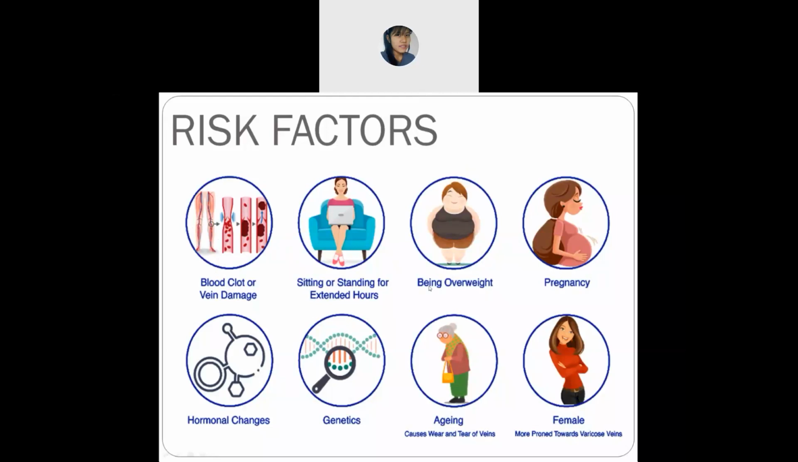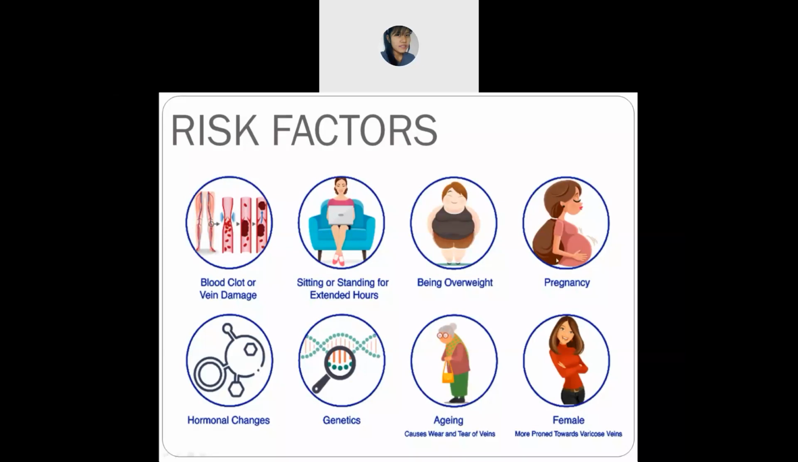Next is being overweight. Obese and overweight people are also at risk of having varicose veins, because the veins of the lower limb won't be able to carry that weight. It is not within their capacity. So it will affect the veins, and ultimately it will lead to varicose veins.